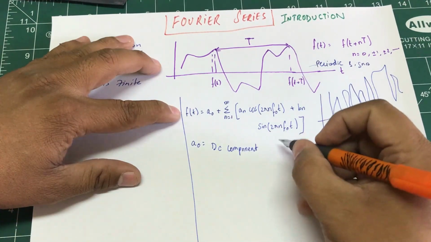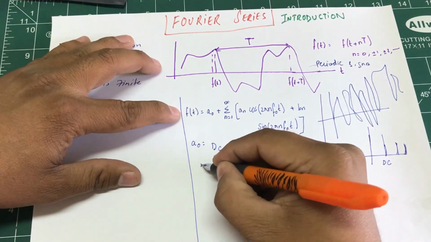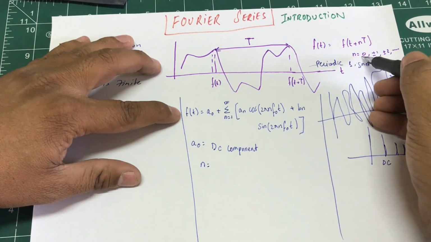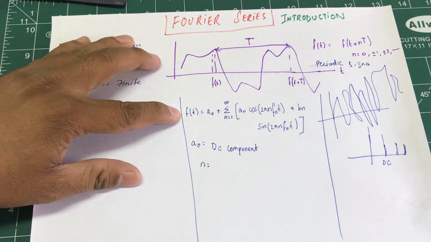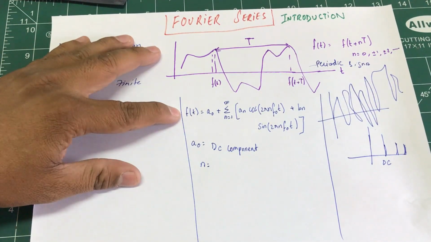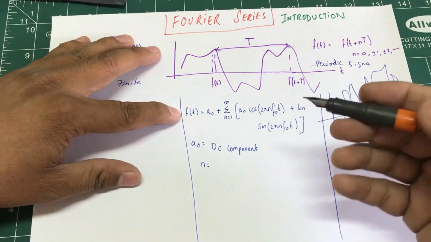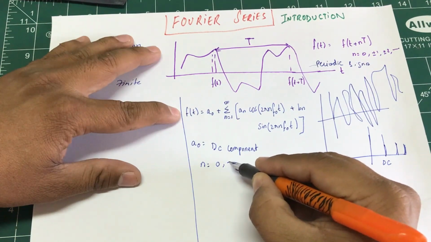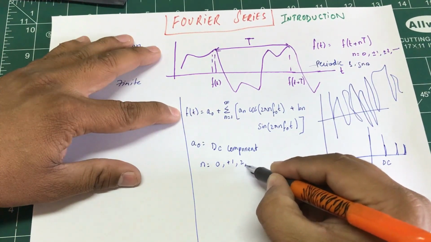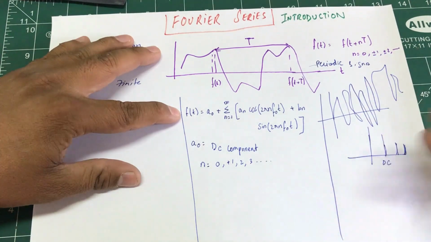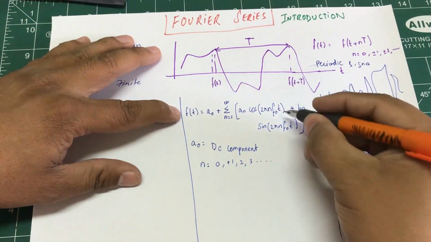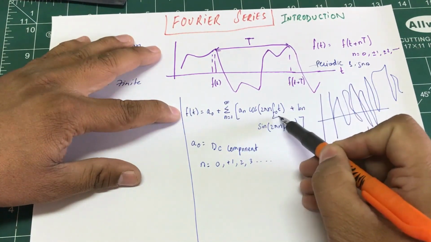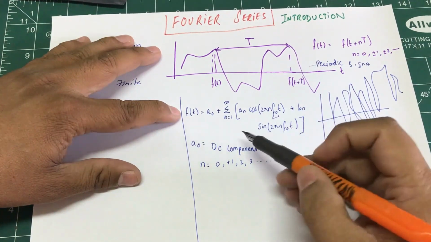Where n is just the number of this period, or how many times this period has occurred. That's what n is. It can take positive integer values, starting from 0 to positive 1, 2, 3, and all the way up to positive infinity. F is the frequency, 1 over T.